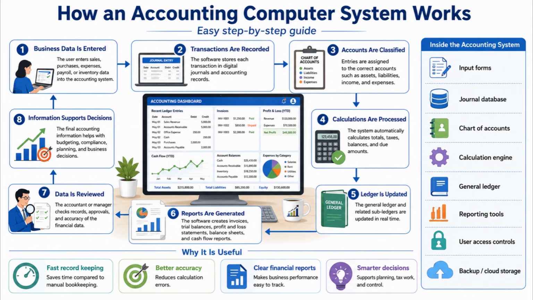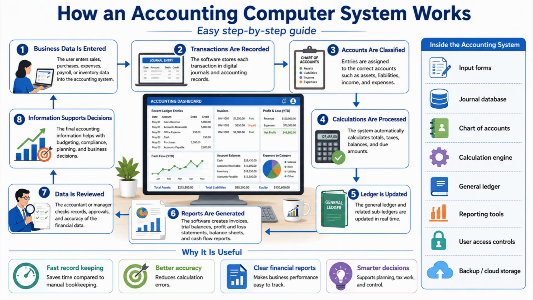After that, the accounts are classified using the chart of accounts. The system assigns each entry to the correct category, such as assets, liabilities, income, expenses, or equity. For example, cash received from customers may go to cash and sales revenue, while office rent may go to expenses.